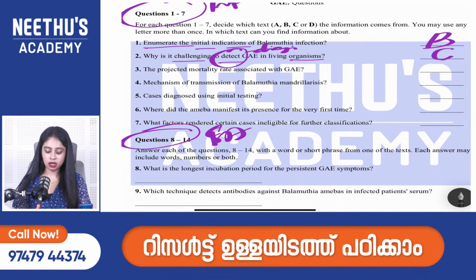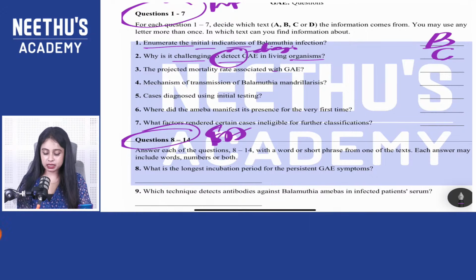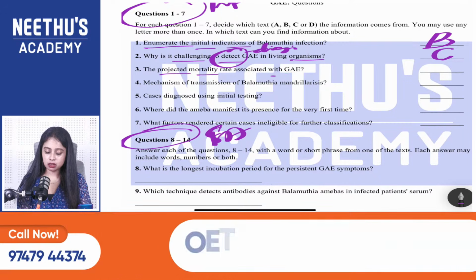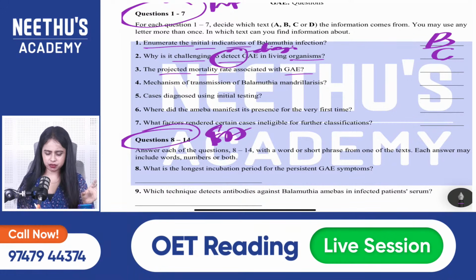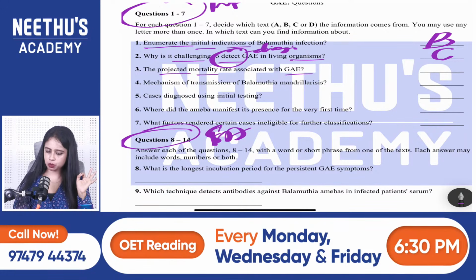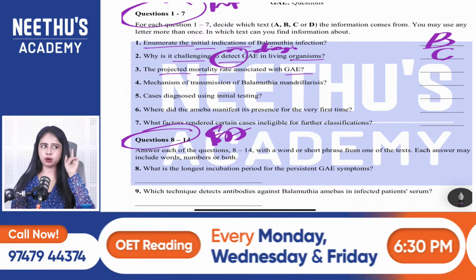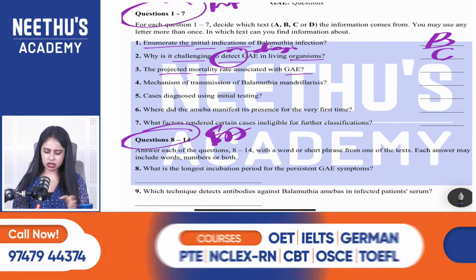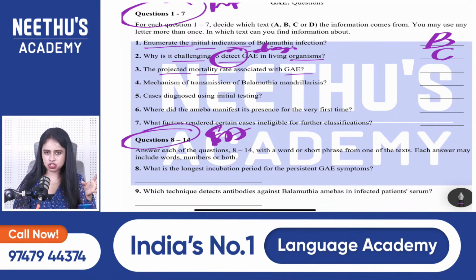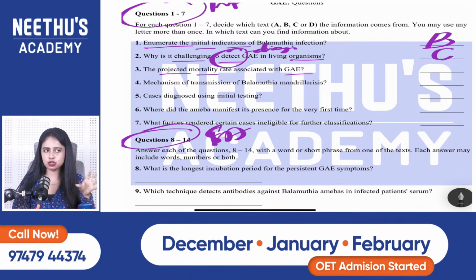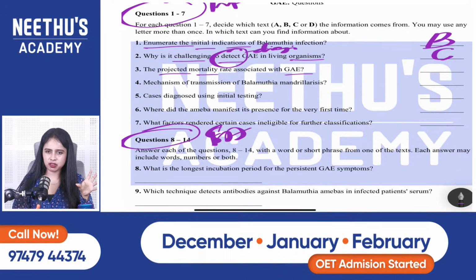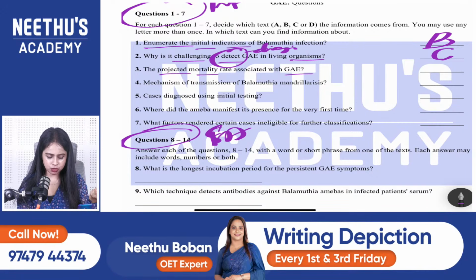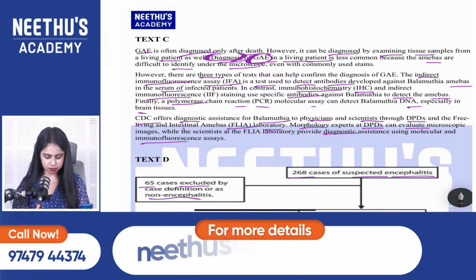Yes, it is C. The third one: the projected mortality rate associated with GAE. Underline three individual keywords from the question: projected mortality, GAE, or you can underline rate. Where is mortality, death cases, mentioned? From reading and underlining those keywords, I think I've underlined something regarding death from text B, right? What is your answer for the third question?